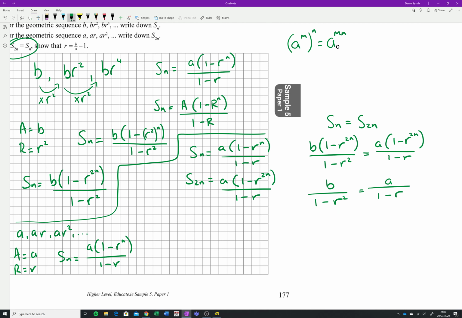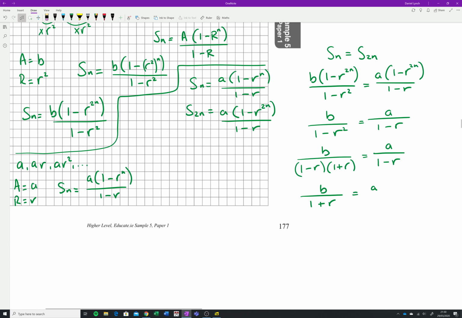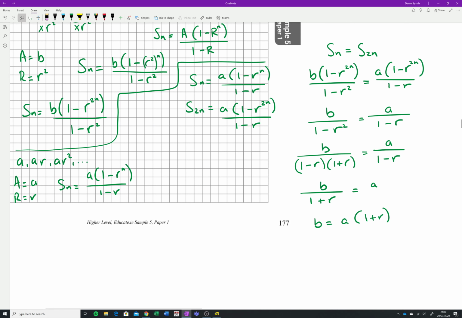And here it is. It is, of course, the difference of two squares. So it's 1 minus r times 1 plus r, and that's equal to A over 1 minus r. So now when you multiply both sides by 1 minus r, you'll just get B over 1 plus r equals A, so now we will have B equals A times 1 plus r. And what was the actual thing we were looking for? We're trying to get what is r in this case. Well, divide both sides by A, and there we have it.